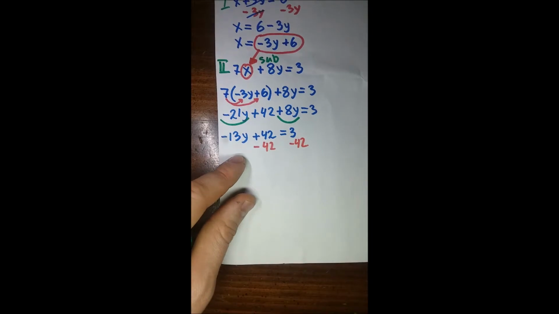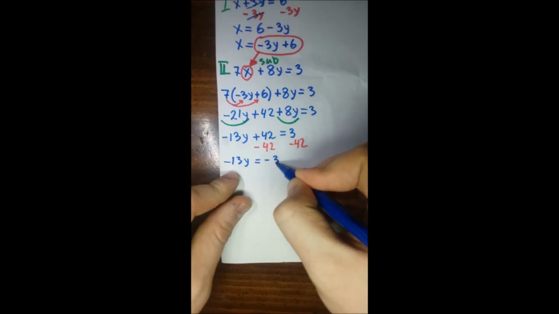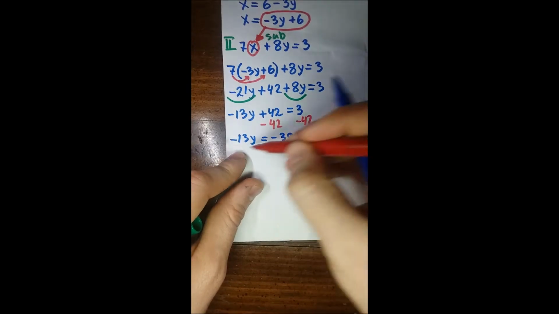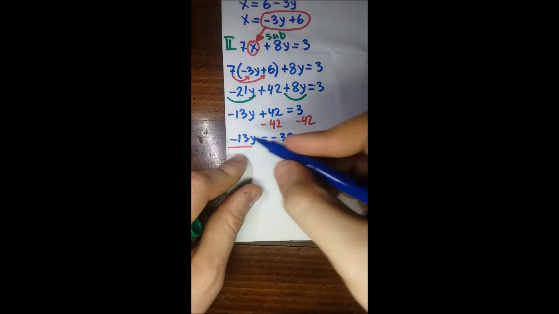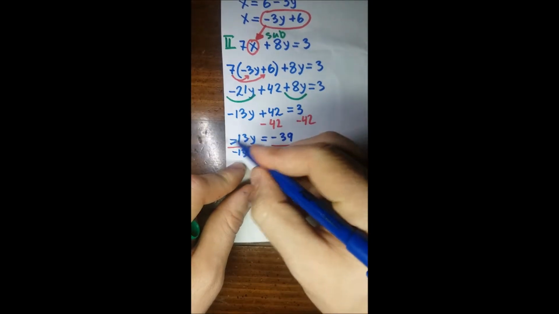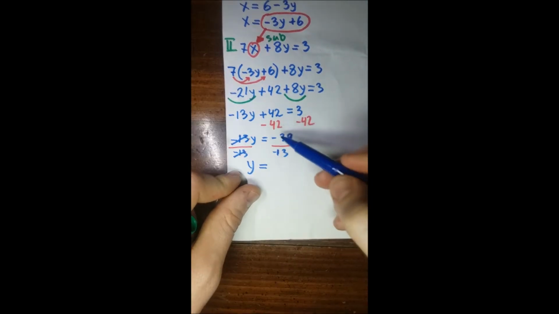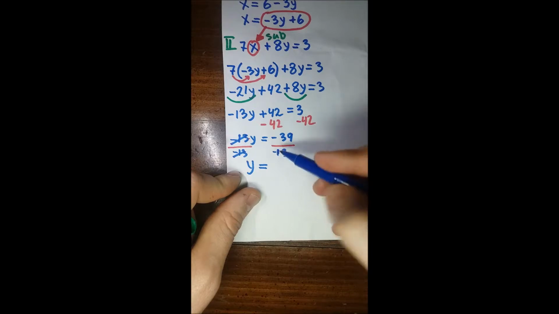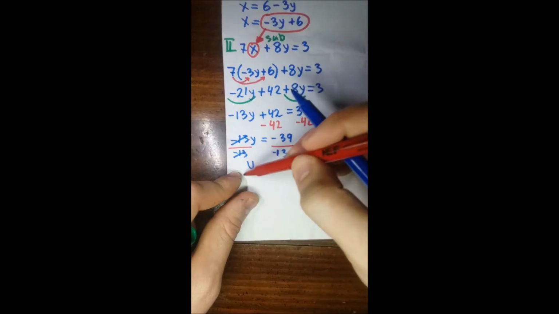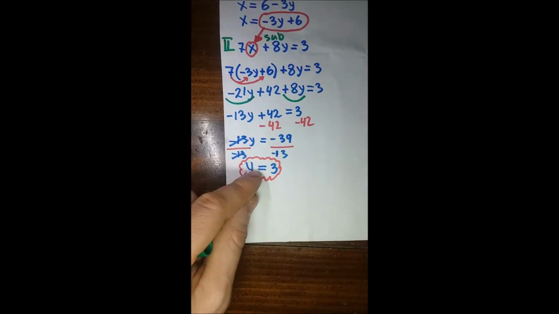Okay, so now we're looking at negative 13y equals negative 39. Now divide both sides by whatever this number is multiplied by y, that is negative 13. Don't forget the negative, okay? Negative divided by negative is just going to be 1y, or simply y equals negative 39 divided by negative 13, which is a positive 3. So now I'm going to underline, highlight that y equals 3.